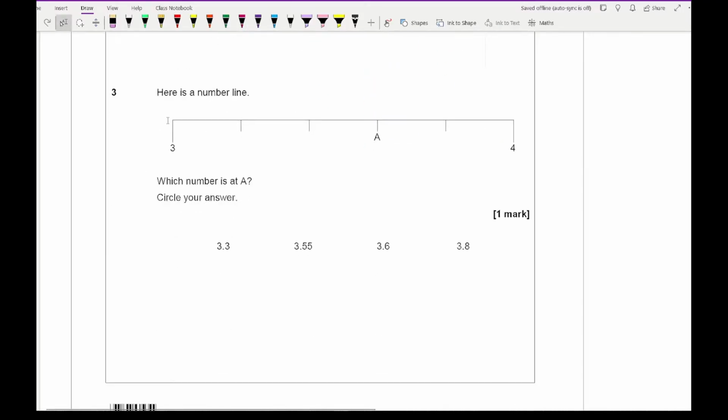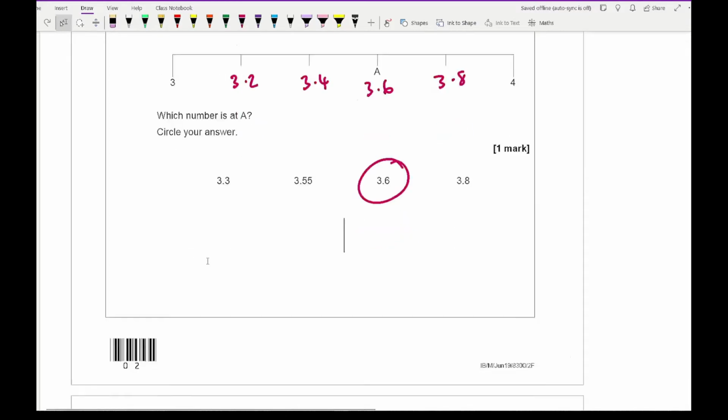Question 3, it says here is a number line and it says which number is at A. Now you can see that 1 in terms of 4 minus 3 is split up into 5 sections. So 1 divided by 5 is 0.2. So that means that this line is going up in 0.2s, in which then you can accurately see that A is going to be 3.6, which is our third option.